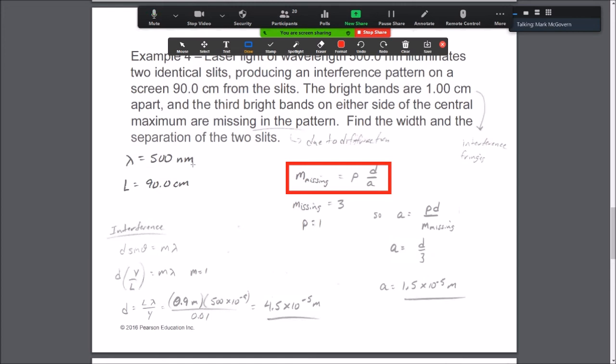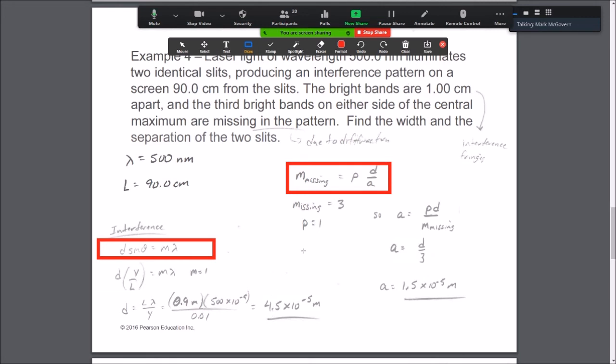We've got our wavelength and our screen distance. What do we want to find? The width and the separation of the two slits. Let's deal with interference first. Interference has this equation that we're all familiar with: D sine theta equals m lambda. Sine theta is approximately a tangent, which is y over L. We solve for D, and the distance between the slits is 4.5 times 10 to the minus 5.